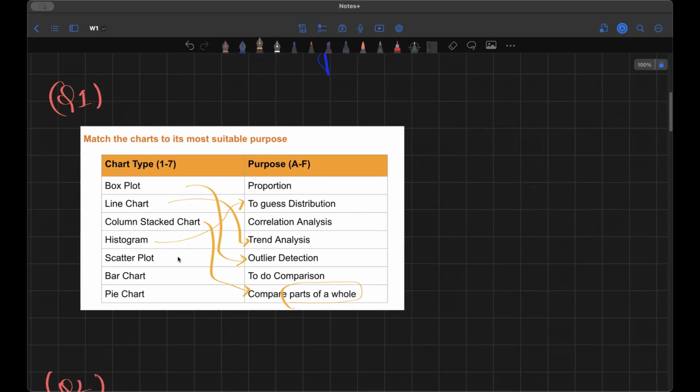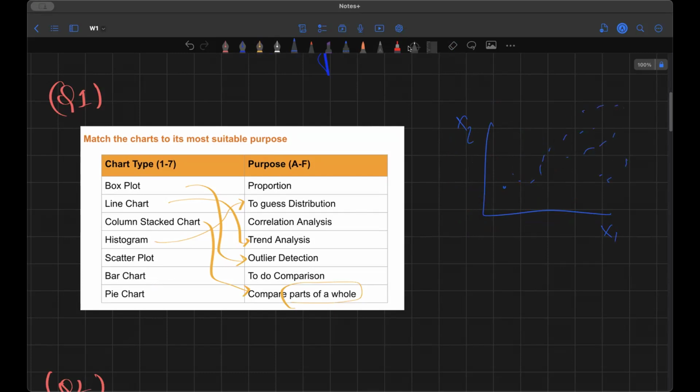Now we have options for scatter plot, bar chart and pie chart. So what do you think scatter plot helps us with? How does a scatter plot look like? Scatter plot generally looks like this. You will have, let's say, some variable x1 and x2. So you will have a scatter plot like this.